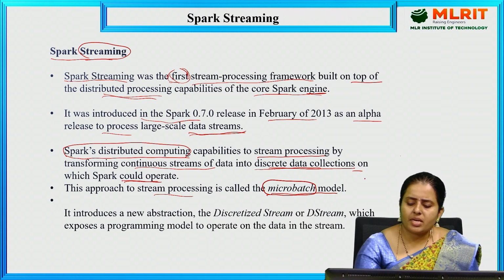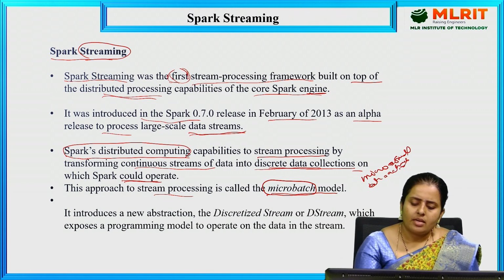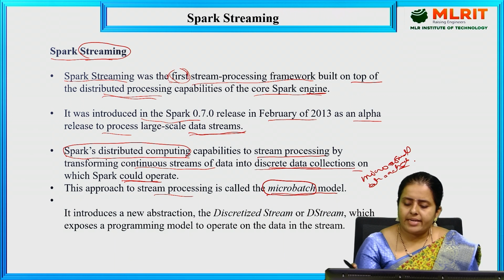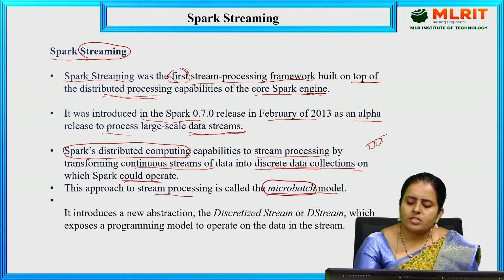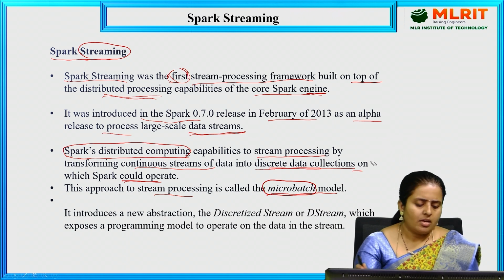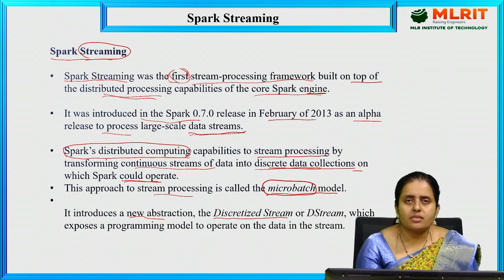Micro means small, and a batch is nothing but a chunk of data. So instead of working with a large data set, a huge stream of data, we divide it into small batches or small chunks of data for easy execution and computing. It introduces a new abstraction called discretized stream, or DStream.